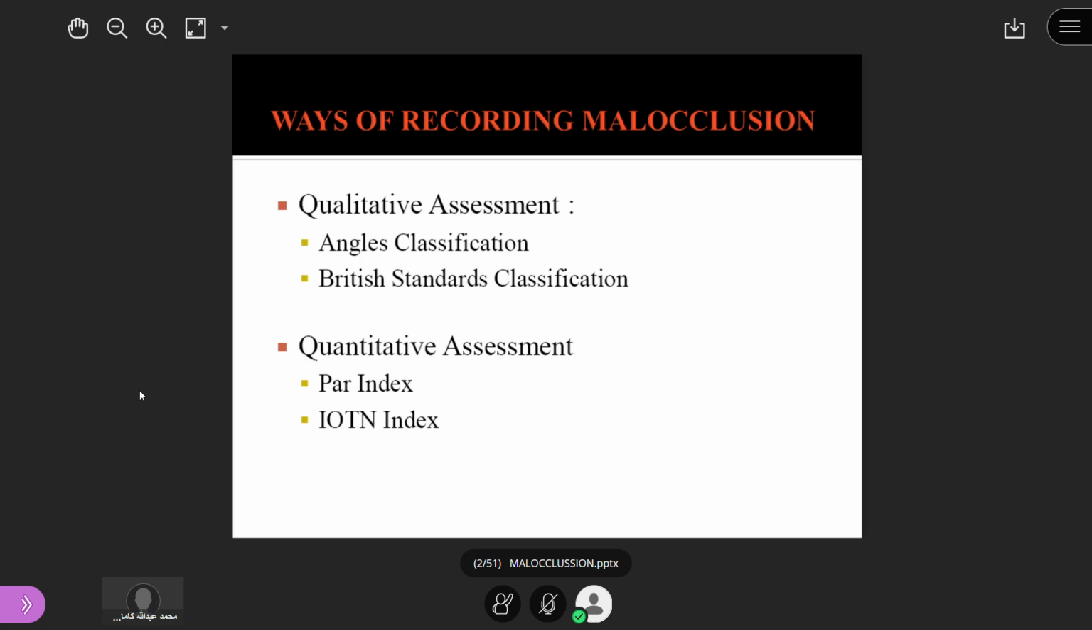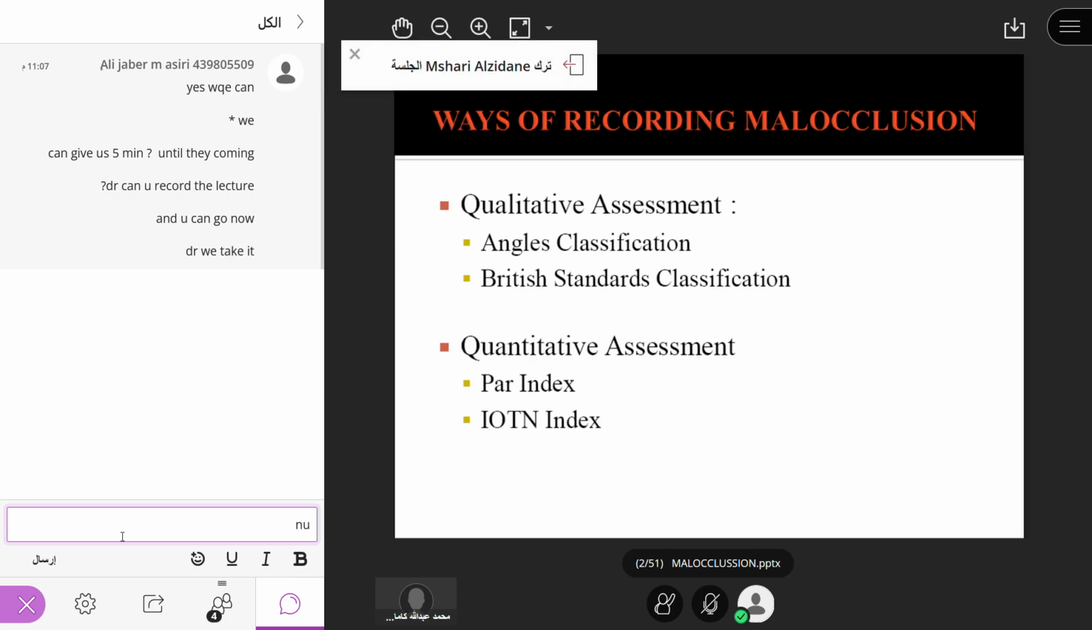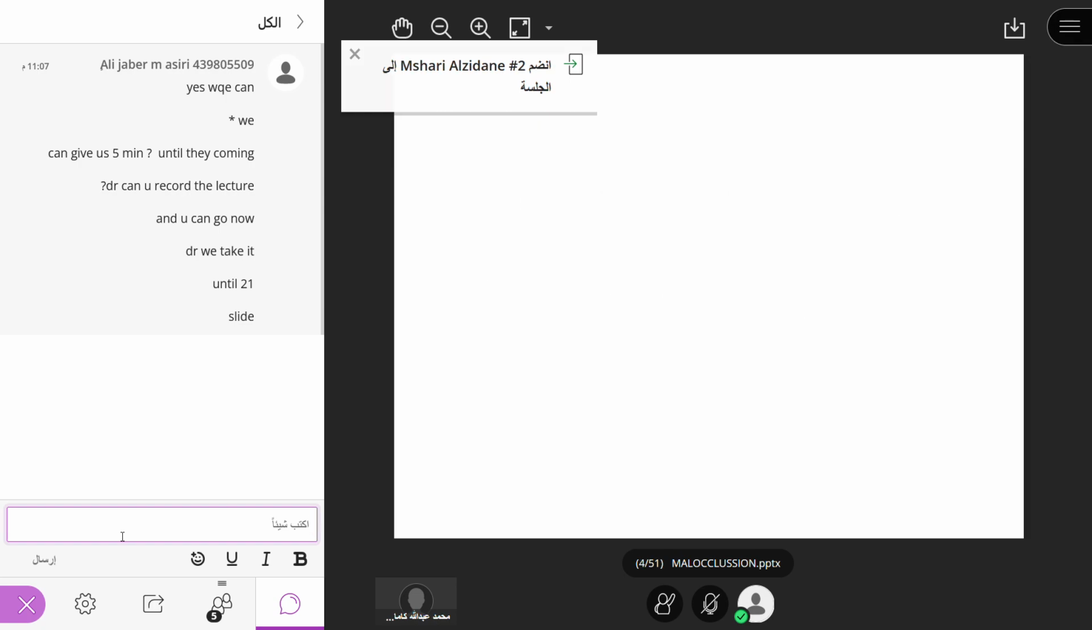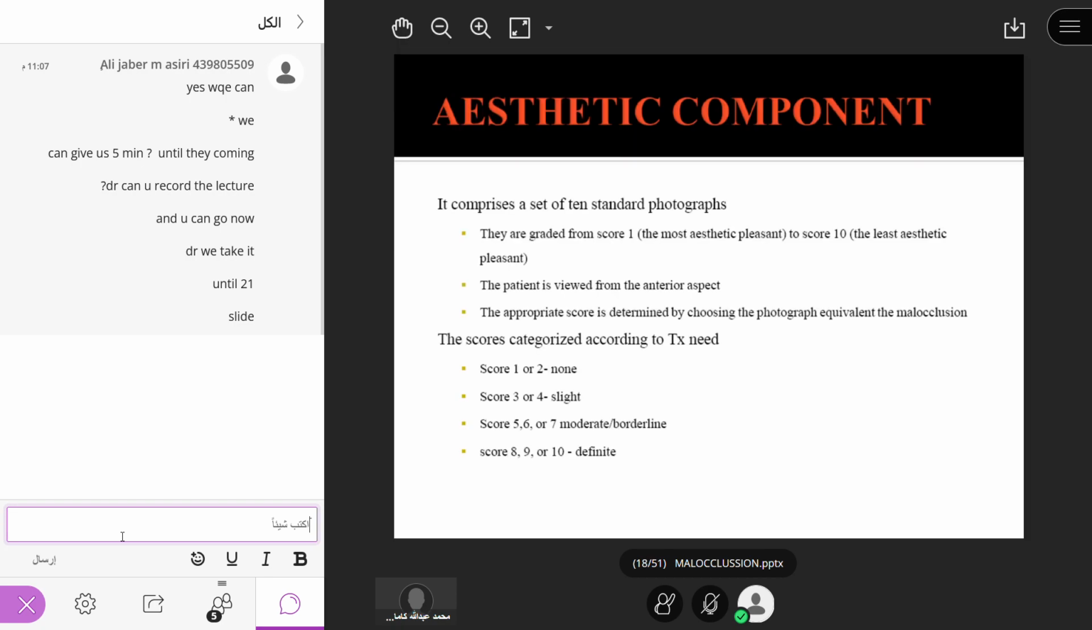Quantitative, when you talk about quantitative, it means with the numbers, right? So in qualitative, we have two classifications. The first one is Angle's classification, which I'm sure everybody knows. This we finished already. Okay, so it means we are left with only this etiology of malocclusion, right?